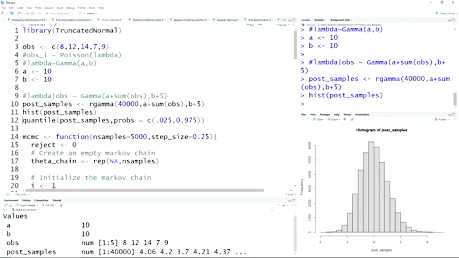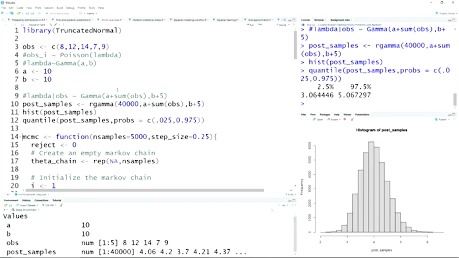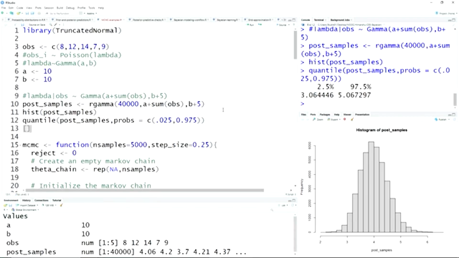When I calculate this quantile, I get this. 2.5% is at 3.06, and 97.5% is at 5.06. So this is what makes my credible interval. This interval between 3.06 and 5.06 is called the 95% credible interval.